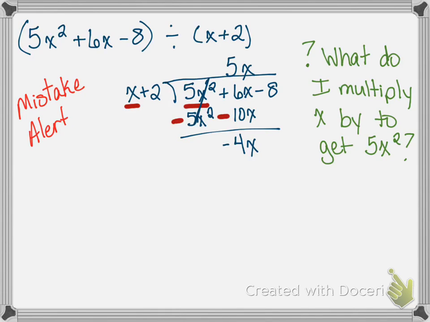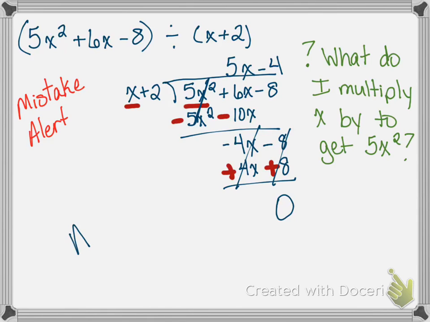Now I bring down my minus 8. x times what gives me negative 4x? You got it. Negative 4 times 2 is negative 8. Negative 4 times x is negative 4x. What operation am I doing, though? I'm going to be adding because I've got to change the sign. And I'm changing the sign because what I have to do is subtract. So when I subtract a negative, what does that turn into? Positive. That's why this becomes positive and this becomes positive, because I'm subtracting negatives. These cancel out and these cancel out. So what's my remainder here? Zero. So my answer to this problem is 5x minus 4.